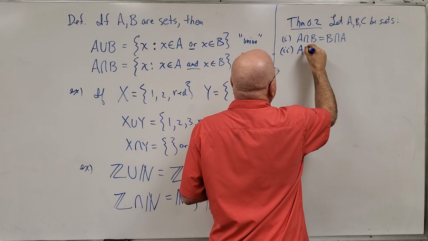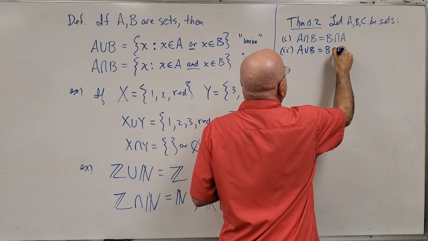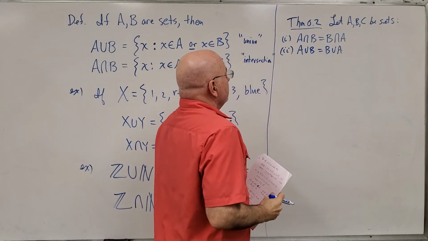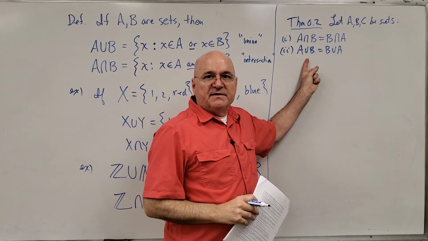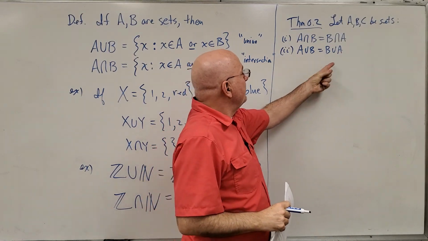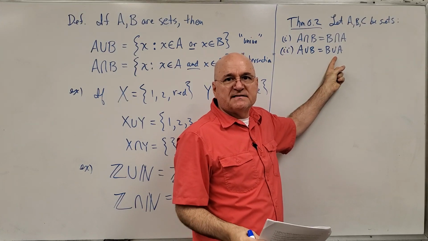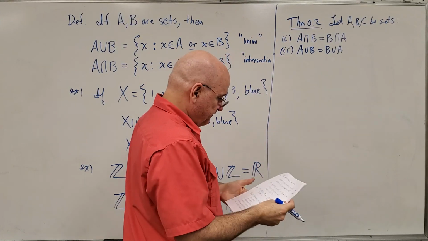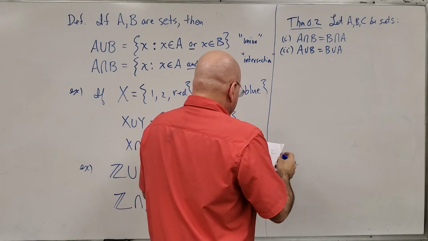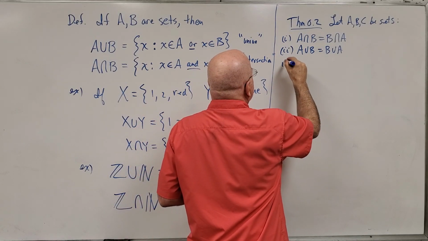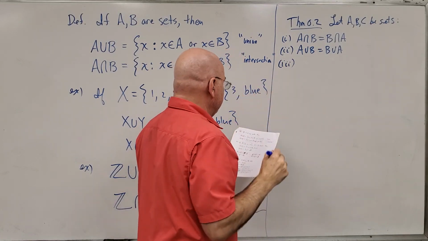The second one, A union B, is equal to B union A. On the left, you have the set of all elements that are in either A or B. On the right, you have the set of all elements that are in either B or A. That's exactly the same thing. The third one will look like something you've seen before.